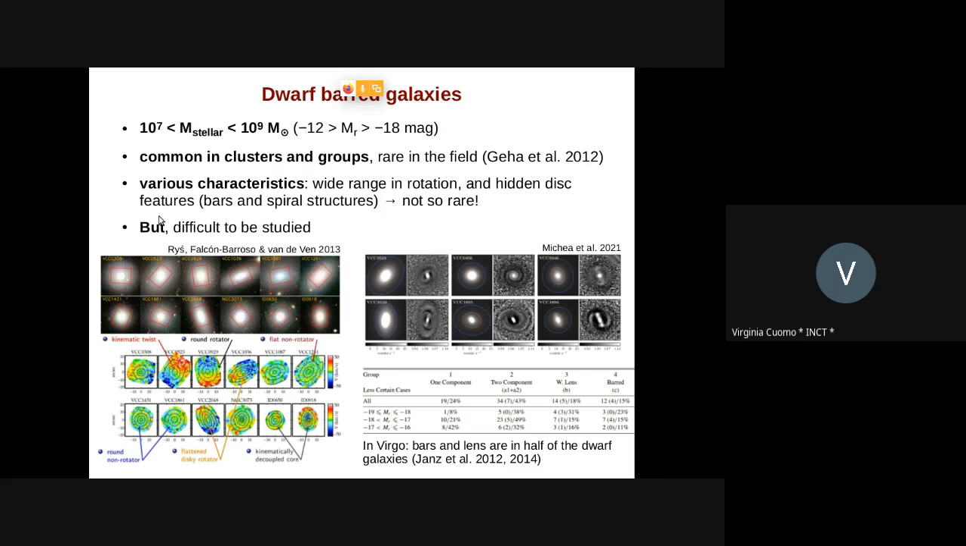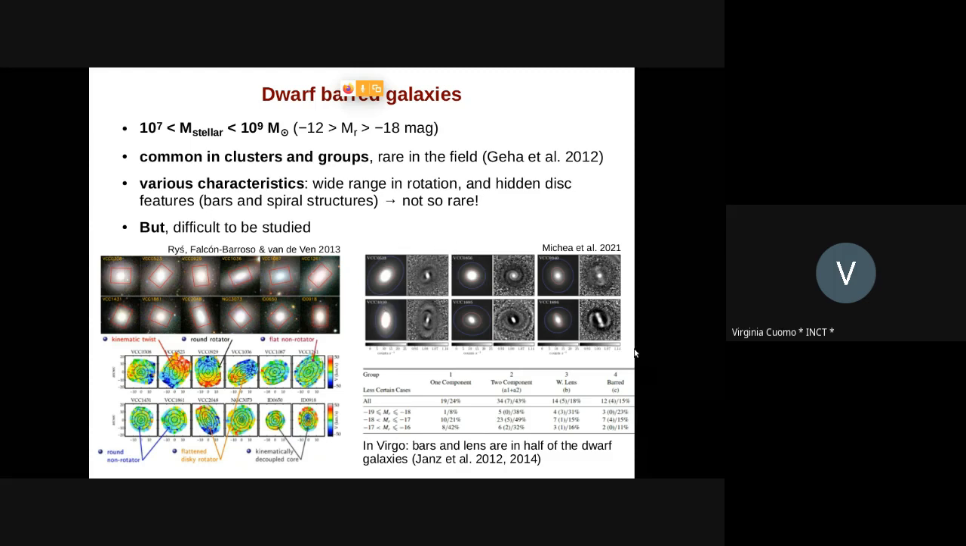For example, here you can see the sample of dwarf galaxies analyzed by Riese et al. in 2013, where they measured a wide range in rotation from the stellar velocity map. But what we are most interested in here are disk features such as bars.